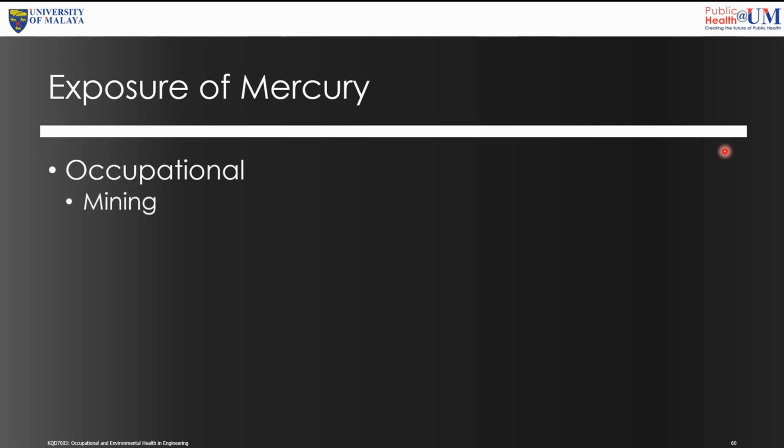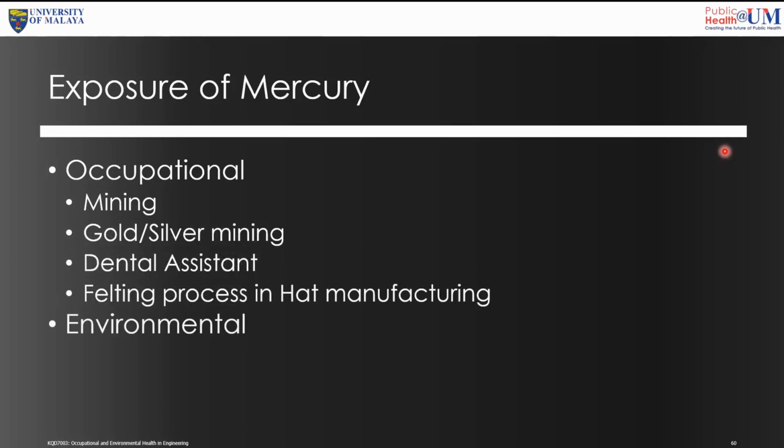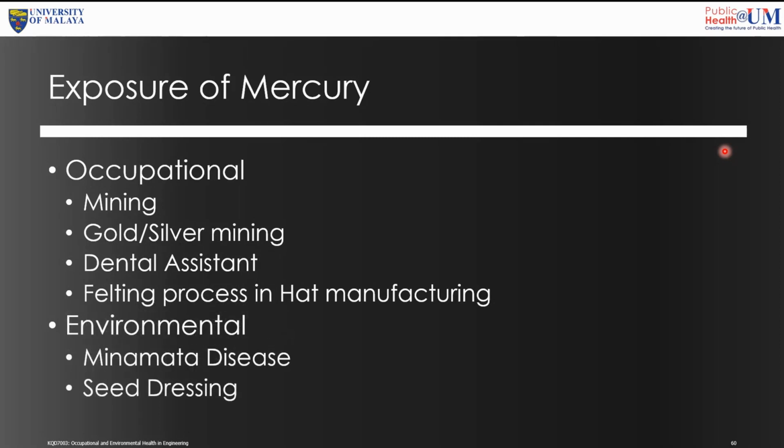So, occupational exposure to mercury: where can you get it? Mining, gold and silver mining. As I mentioned earlier, in gold and silver mining you don't find mercury; rather, they use mercury in smelting to remove the impurities in the gold and silver. Dental assistants and dental technicians mix the amalgam, and the amalgam contains mercury. But currently there's no more mercury in amalgam anymore, so they don't use mercury anymore, so there's no problem with that.